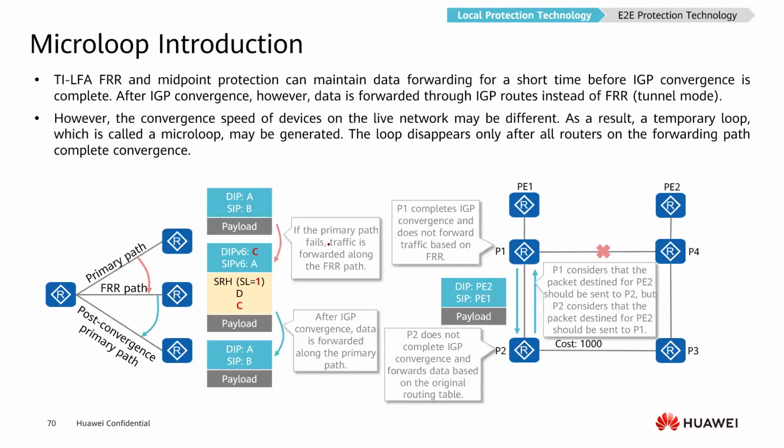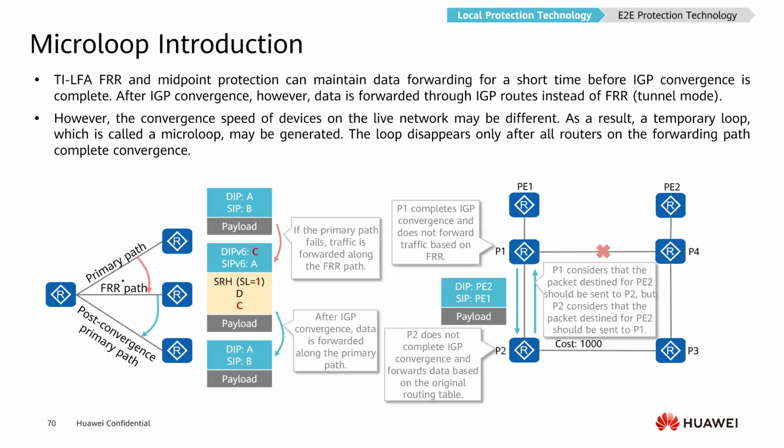Then let's look at the macro loop introduction, like why. Yesterday we also talked about the macro loop, but not in much detail. But here let's jump into detail. So first, why is a macro loop going to happen? We know TI-LFA FRR is okay. They can already prevent the macro loop from happening, but why do we still need macro loop protection? Okay, it looks like this.